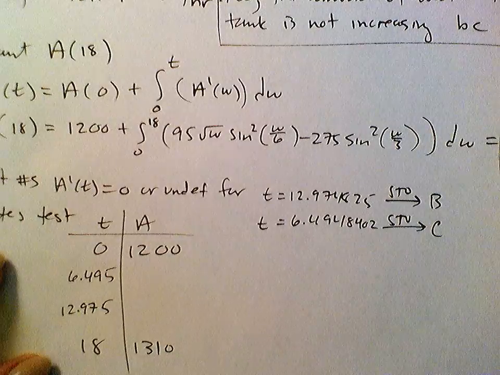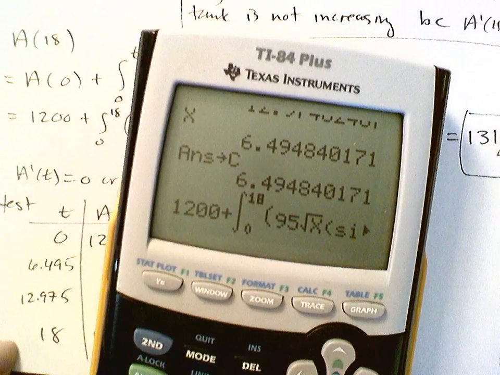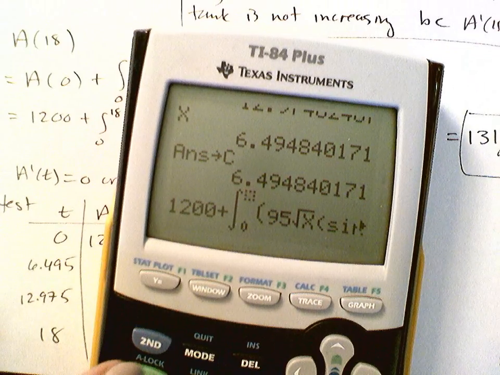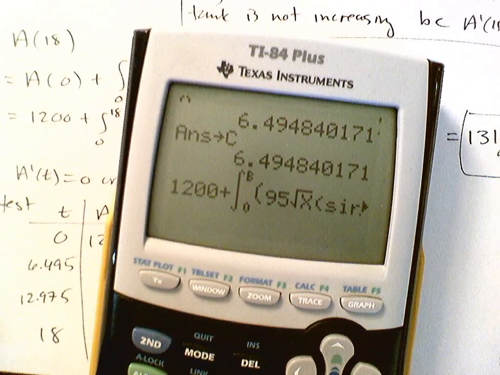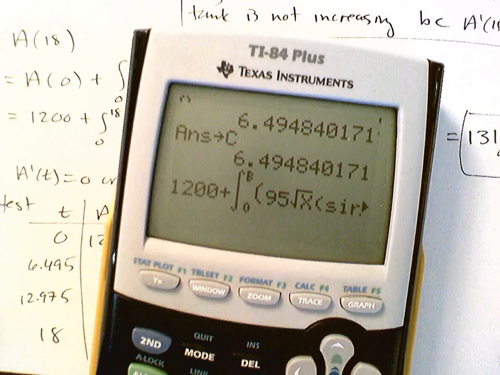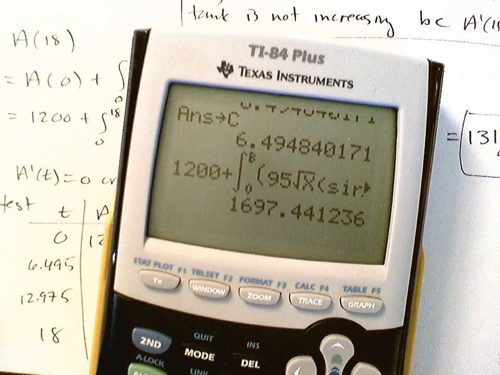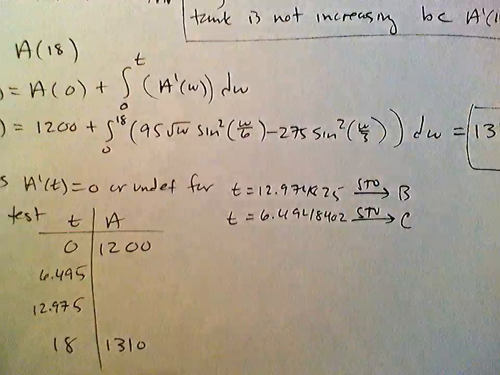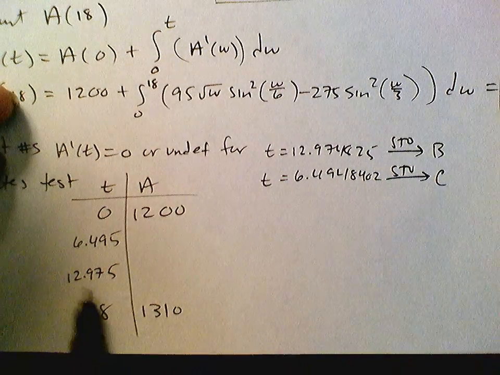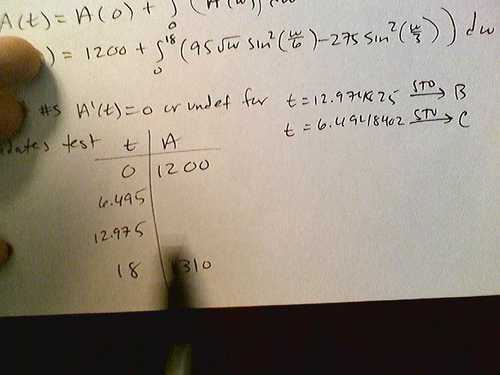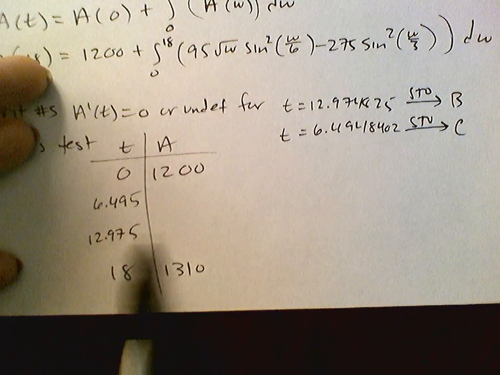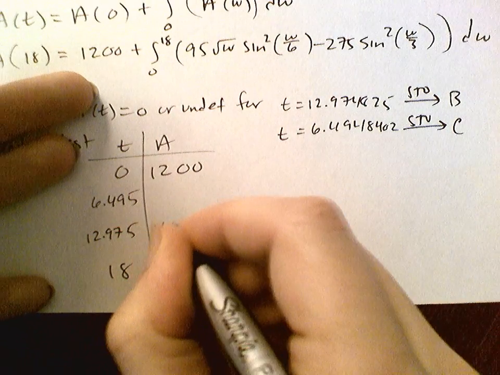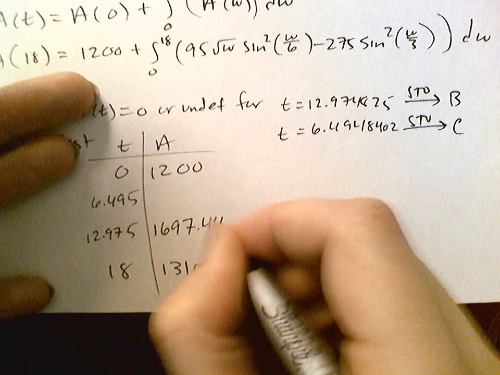Okay, so that goes in. And where 18 was, I'll just delete that and plug in B. Oh, there it is. Okay, so 1697 is right here. I called that one B. So that's the output for this one. And I'll just round it like that.